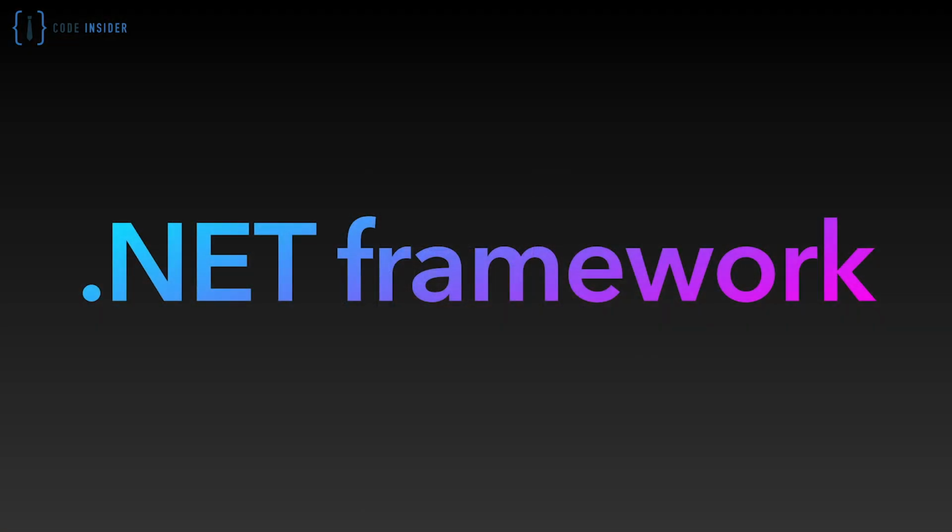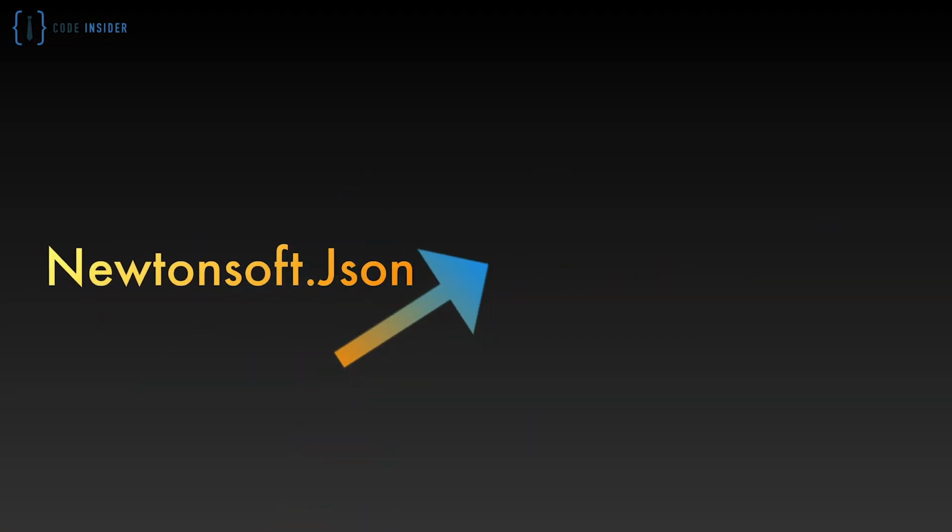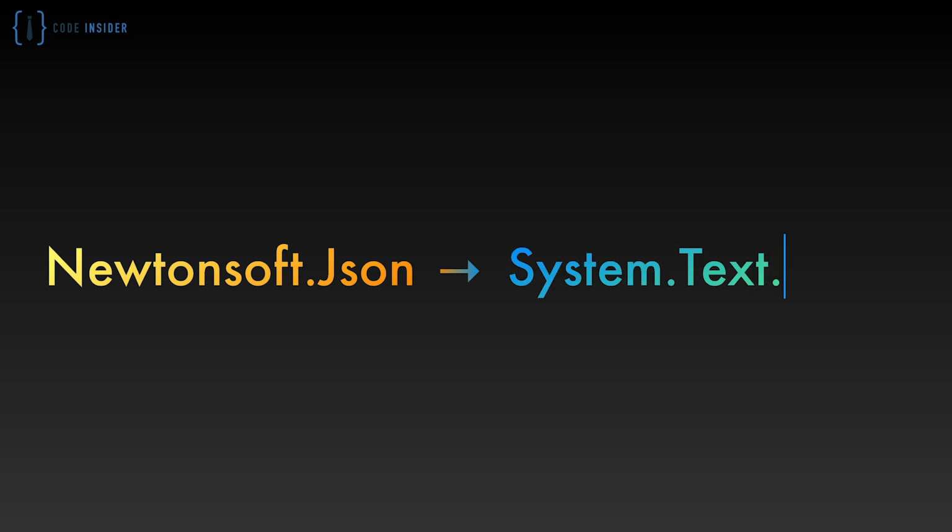Now, let's talk about the framework itself. With .NET 5, Newtonsoft.Json has been replaced with System.Text.Json. Doing that makes the framework more independent and closely tied with framework evolutions. For example, System.Text.Json is fully compatible with the records.